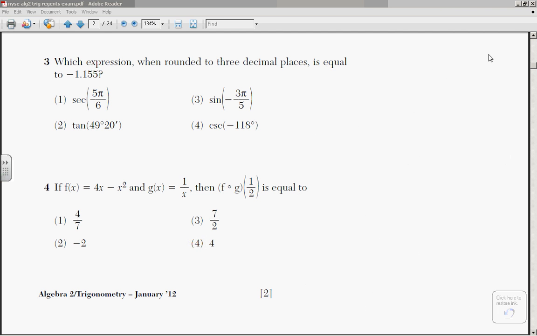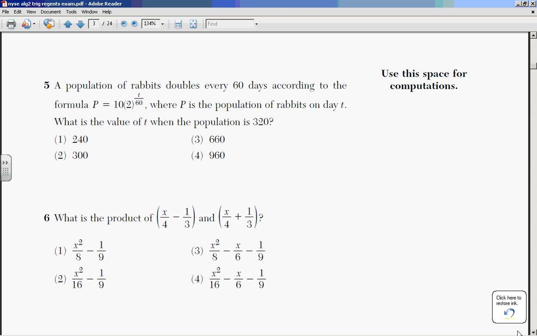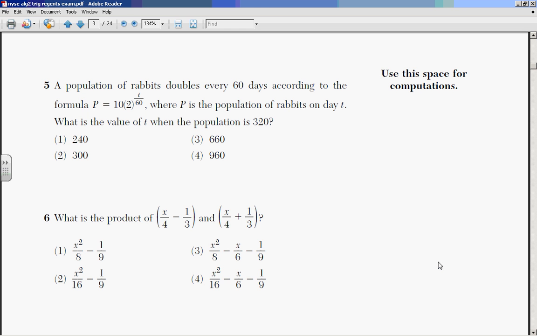Now let's move along to question number 5. For question number 5, it says the population of rabbits doubles every 60 days according to the formula P equals 10 times 2 to the t over 60, where P is the population of rabbits on day T. What is the value of T when the population is 320?